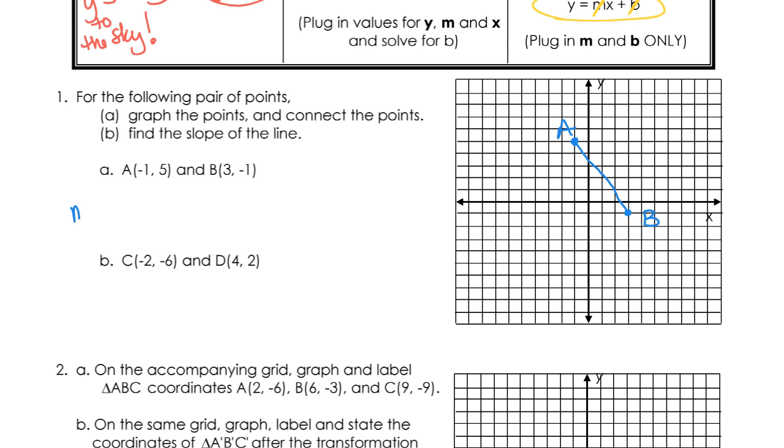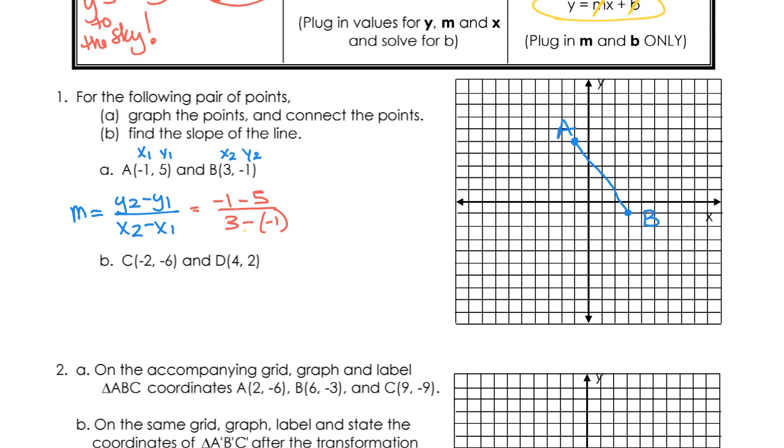And that formula, guys, is m equals y2 minus y1 over x2 minus x1. Some people will label their x's and their y's, so for instance, they'll call this x1, this one x2, this one y1, and this one y2. Then all we have to do is plug them in. So we're going to end up with -1 minus 5. Because we chose to subtract the y's in that order on the top, we have to keep the same order for the x's on the bottom, so we do the 3 first, and then minus the -1.